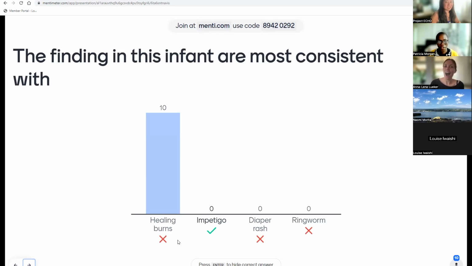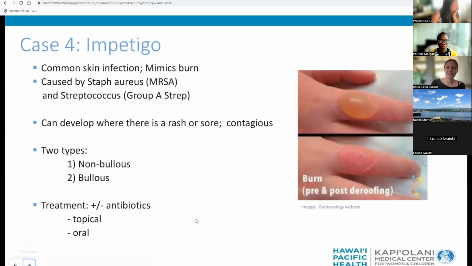So, very interesting. The answer is impetigo. And I like to bring up impetigo and burns because impetigo, we probably see it in our office, your office, more commonly than not. But because it's a physical abuse talk, you sort of got swayed into thinking that it was possibly a burn. But impetigo does mimic burns.